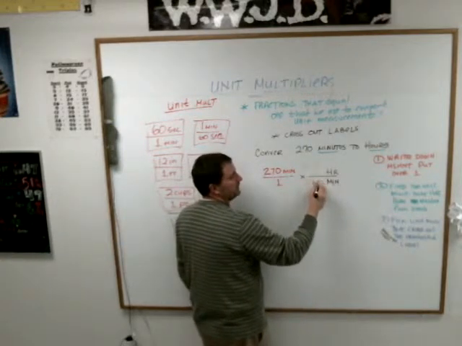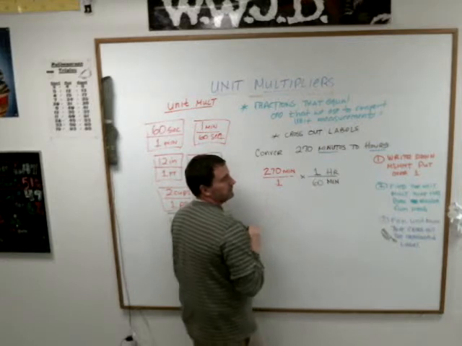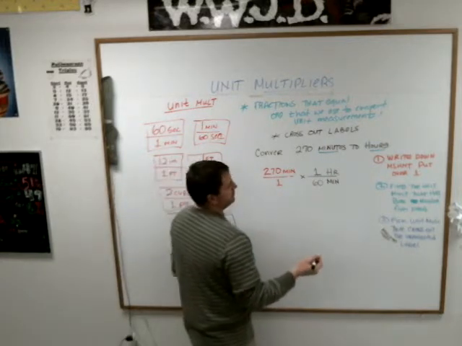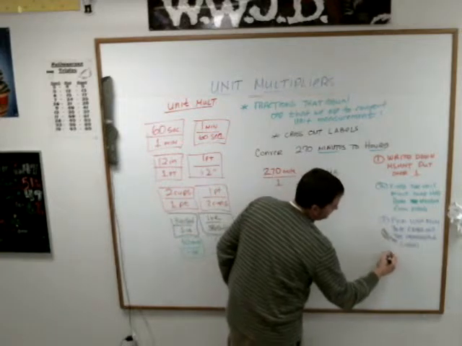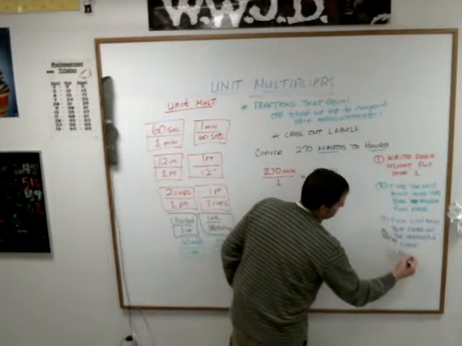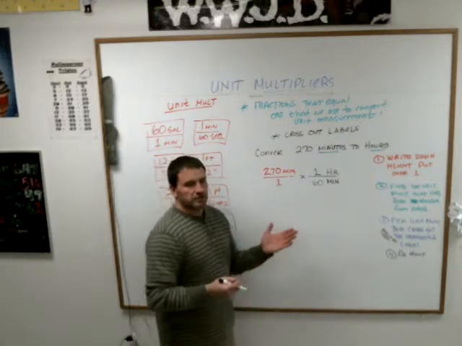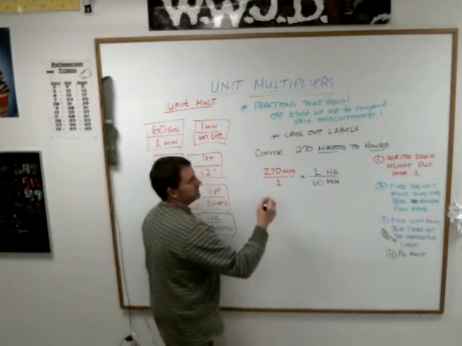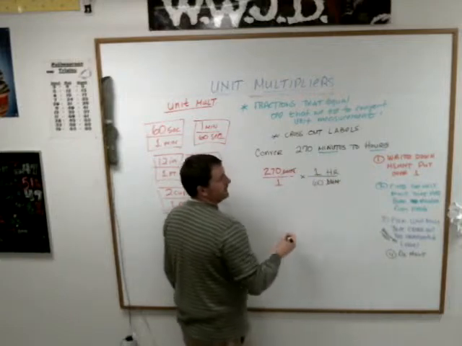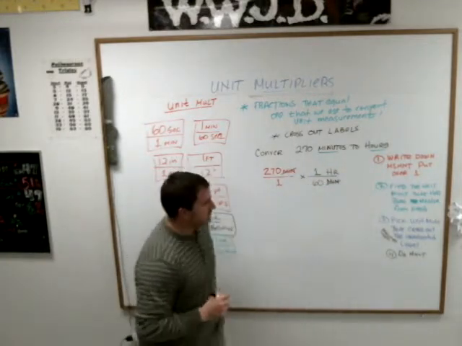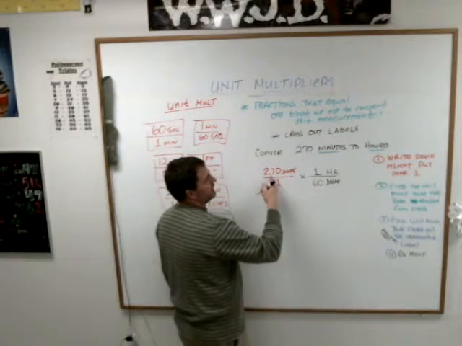There are 60 minutes in 1 hour. That's my unit multiplier from down here. And then you can just do the problem, do the multiplication. But the first thing you're going to want to do is cross off the labels that cross off. What crosses off? Minutes. What label is left? Hours, which is what I want my answer to be in. Then I just have to do this math.